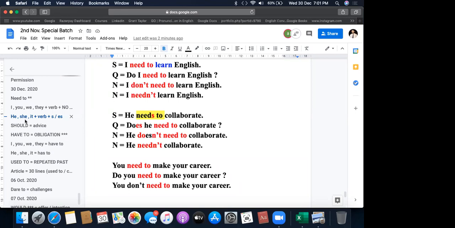Good. We need to recharge the mobile. Do we need to recharge the mobile? We don't need to recharge the mobile. Very good. Next. You need to reset the configuration. Do you need to reset the configuration? You don't need to reset the configuration. Nice. We need to start the business. Do we need to start the business? We don't need to start the business. Good.